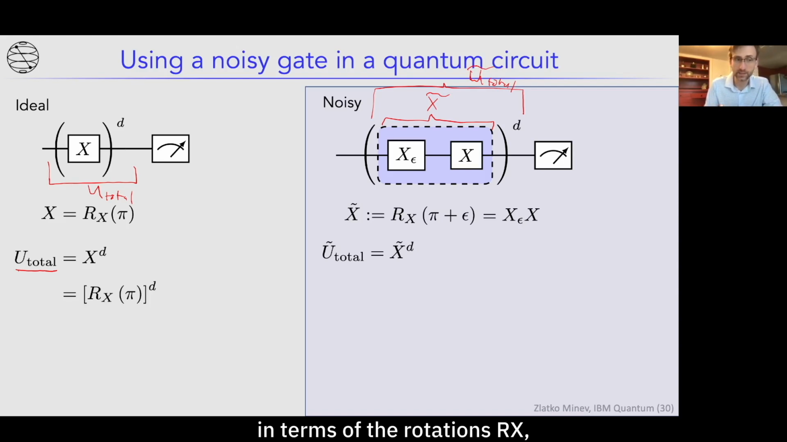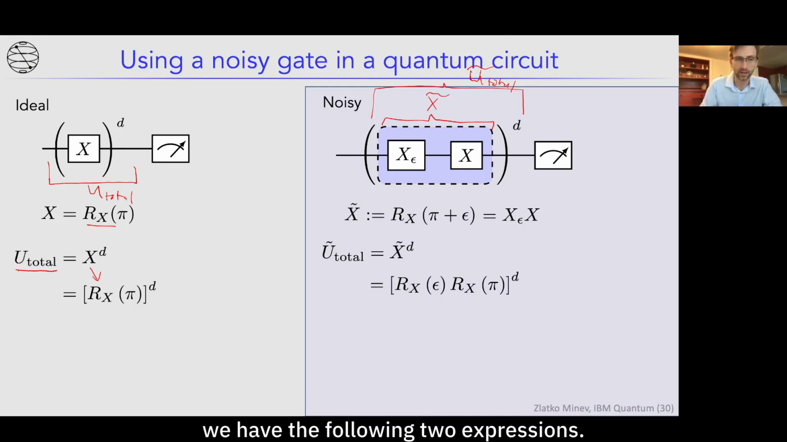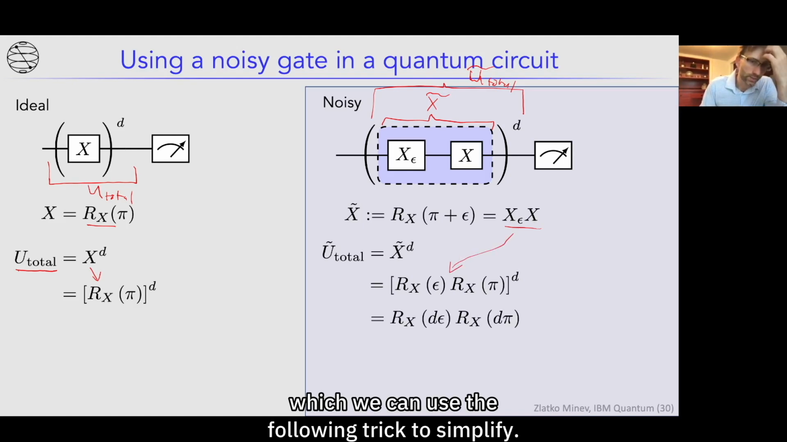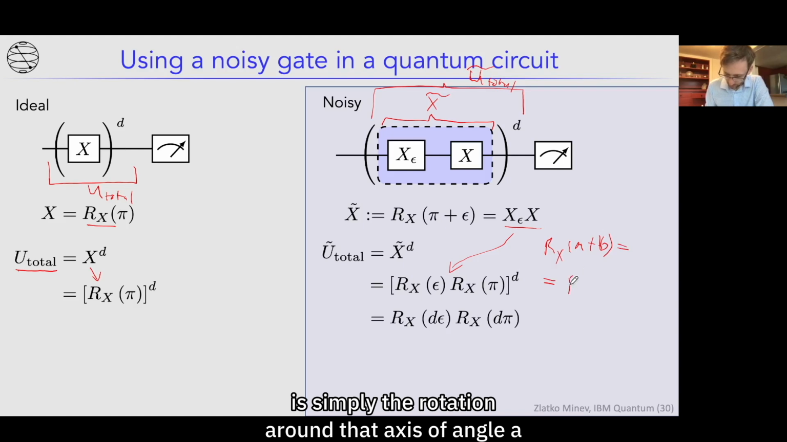Writing this out explicitly in terms of the rotations r sub x, just plugging this in on the left and on the right, we have the following two expressions. Again, using this substitution here, we can use the following trick to simplify. Recall that the rotation around some axis, let's call it x, of angle a plus b, is simply the rotation around that axis of angle a times the rotation on that axis of angle b.